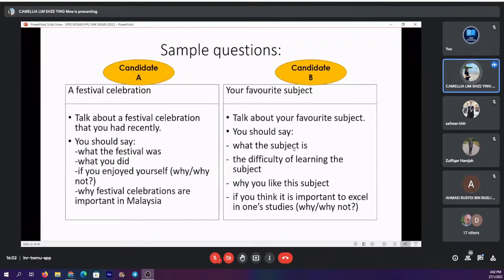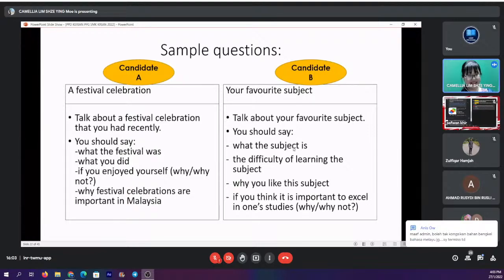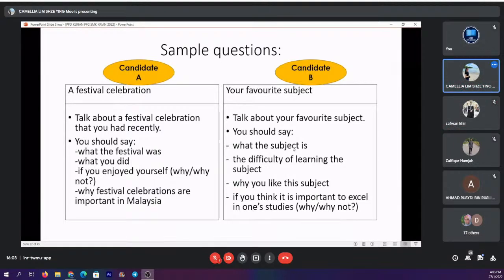P will be what the point was. Then elaboration would be what you did. Example will be if you enjoyed yourself, why or why not. And then conclusion will be why the festival celebrations are important in Malaysia. So as you can see here, it's already following that burger diagram. Okay, let's just go through this.